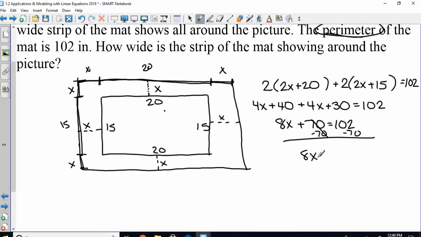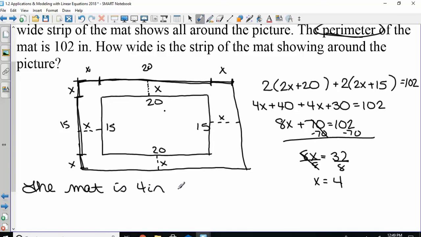Subtract over our 70. Divided by 8. And x is 4. The question was, how wide is the strip of map? And if we look at our picture, the x was the amount of the map showing on each side, so 4 is the answer we need. And that is 4 inches wide on each side.